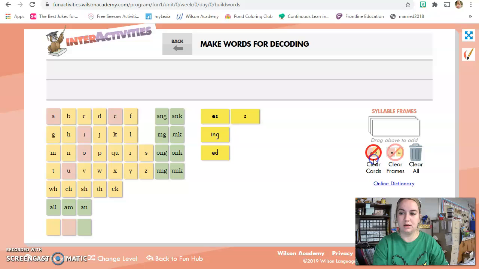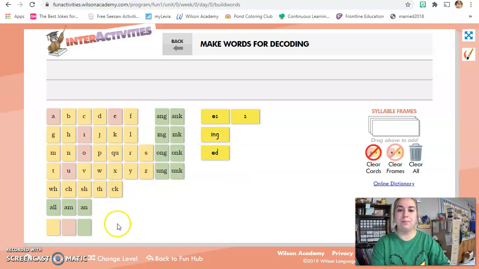Okay, let's build another one. My next word is going to be pets. Say that word. Pets. Okay, let's tap it. Let's go slow. Hide your suffix. Pet. Pets.